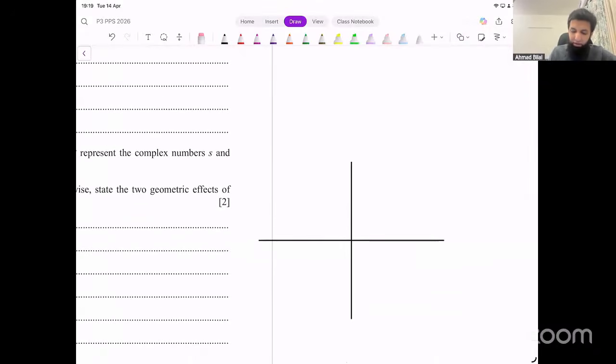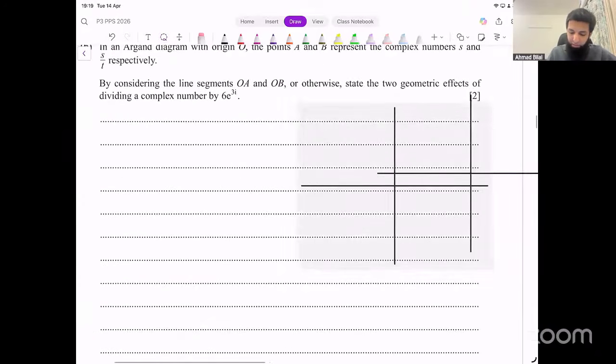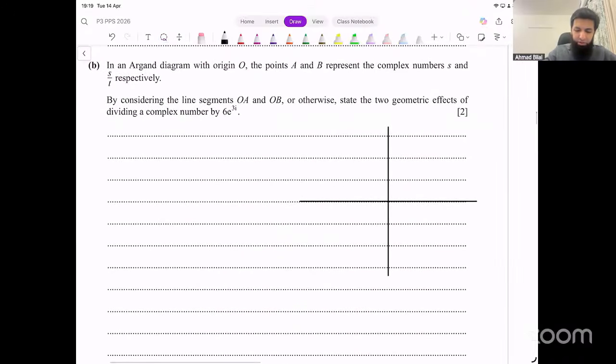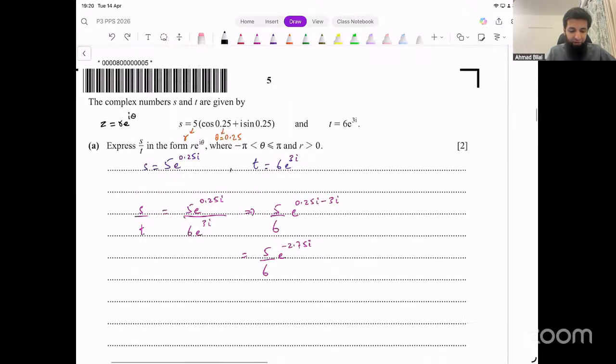We can make an Argand diagram, and that will make it easier to understand. Let's mark those 2 points here. We have done a similar question, I think, in another paper in June 25 as well. This is 0. This is the real axis. This is the imaginary axis. Let's mark those 2 points. One point is S. What is point S? S is 5e raised to power 0.25 iota.